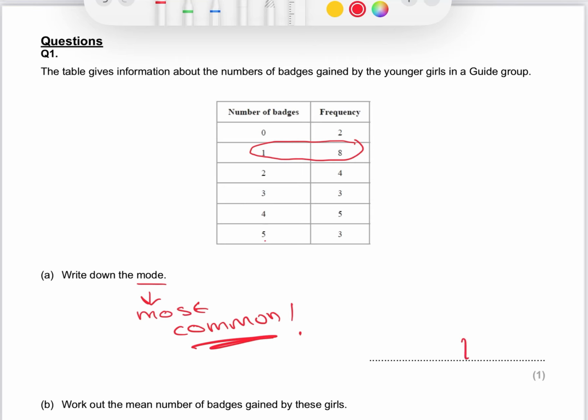And if I asked you to write out all this data, you would see 1 eight times, which would be the most. So with a table, first misconception people make is the mode, okay? It's the highest number in your frequency, and then you read off whatever the question is. In this case, it was badges.